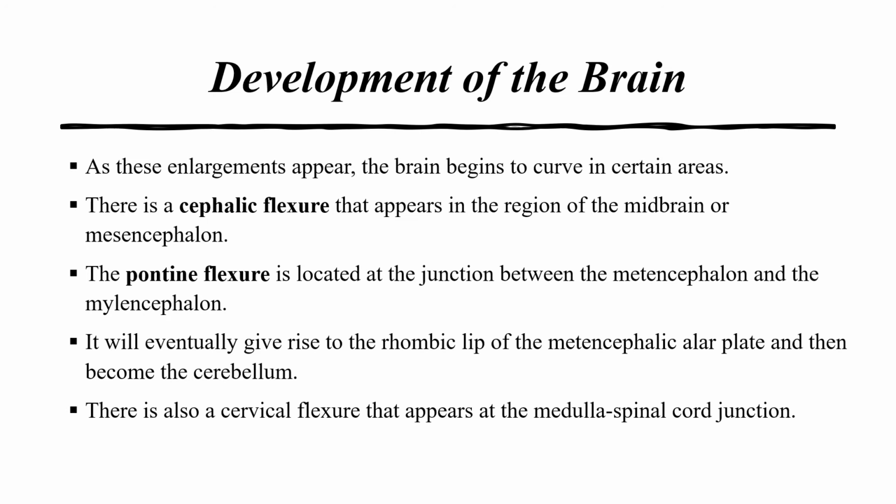So as these enlargements appear, the brain begins to curve in certain areas. There is a cephalic flexure that appears in the region of the midbrain or the mesencephalon. And then the pontine flexure is located at the junction between the metencephalon and the myelencephalon. It will eventually give rise to the rhombic lip of the metencephalic alar plate and then become the cerebellum. And there is also a cervical flexure that appears at the medulla spinal cord junction. Okay, so other than the cephalic flexure, we also have the cervical flexure.